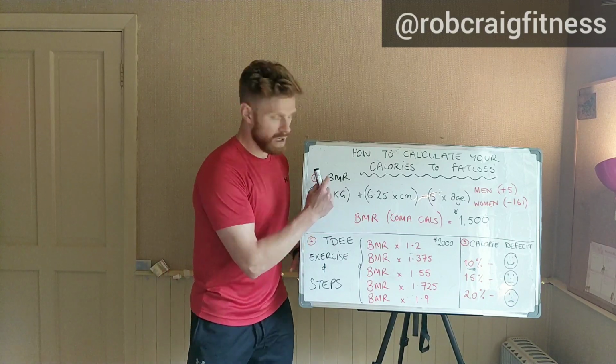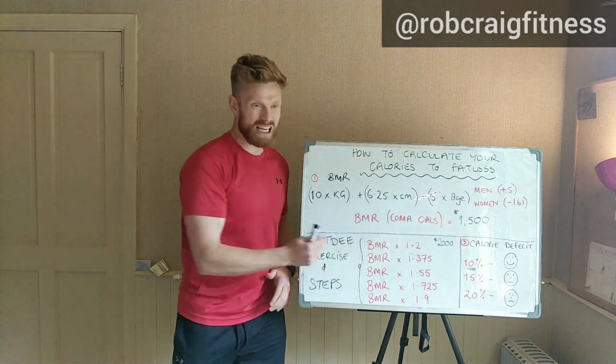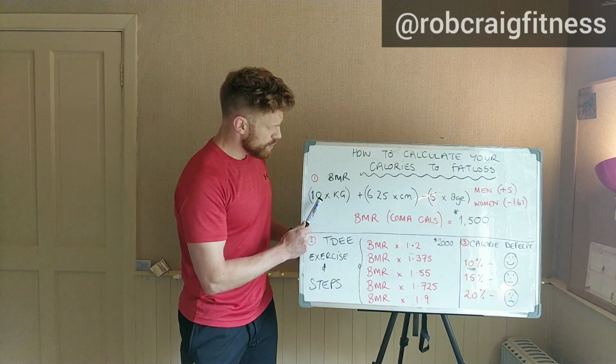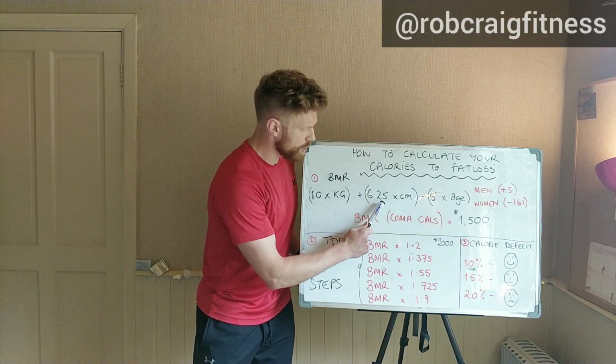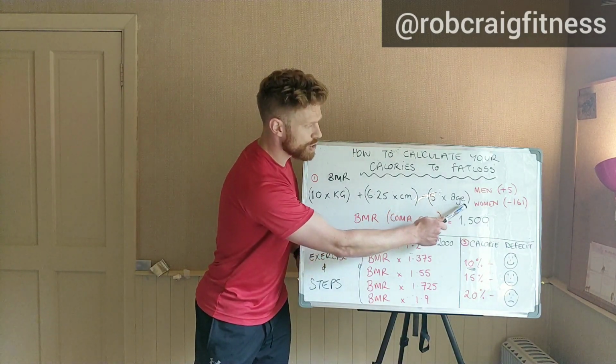So, our BMR, like I said, is a fancy way of saying how many calories you burn at rest. I don't want you to eat to your BMR. So what you can do to calculate your BMR is you times your weight in kg by 10, then plus 6.25 times your height in centimeters, then minus 5 times your age in years, obviously.